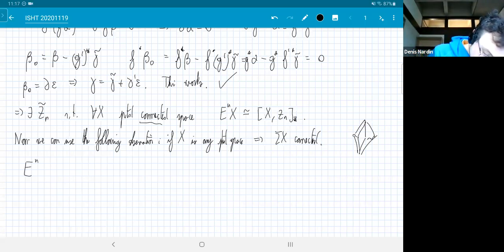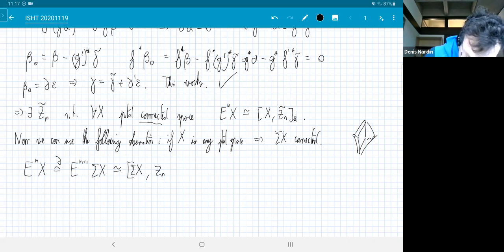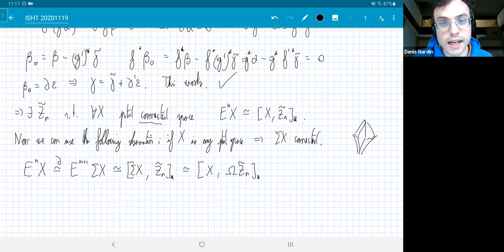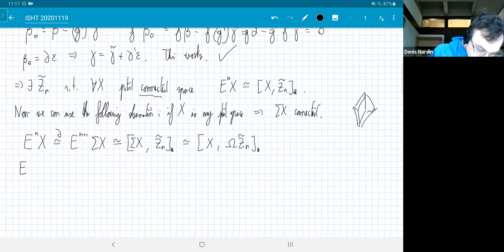So we have En of x is isomorphic, naturally by delta, to En plus one of sigma of x, which is isomorphic, sorry, this was Zn tilde, to pointed homotopy classes of maps from sigma x to Zn tilde. But now we can use the loop-suspension adjunction, and this is isomorphic to pointed classes of maps from x to omega Zn tilde. And now we are done. Now we can just let En, the space En, be omega Zn tilde.